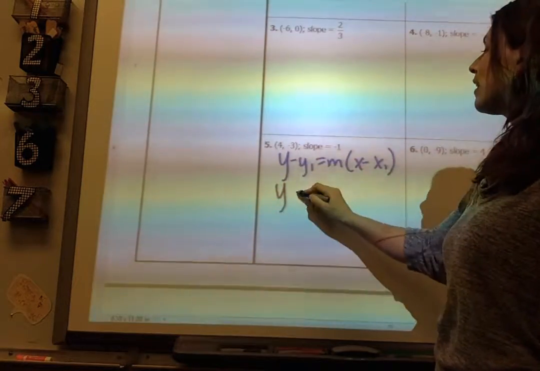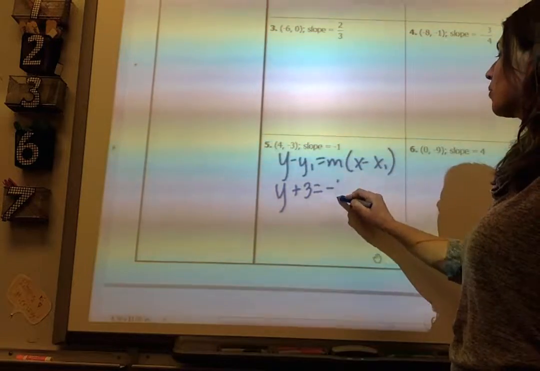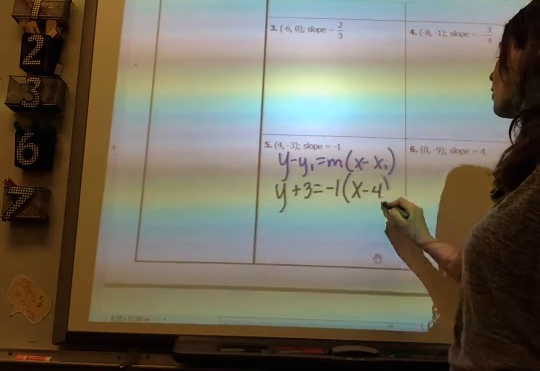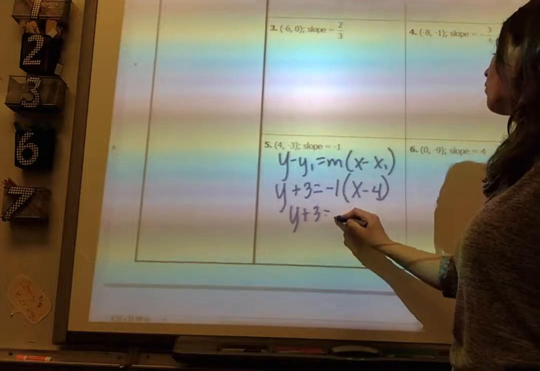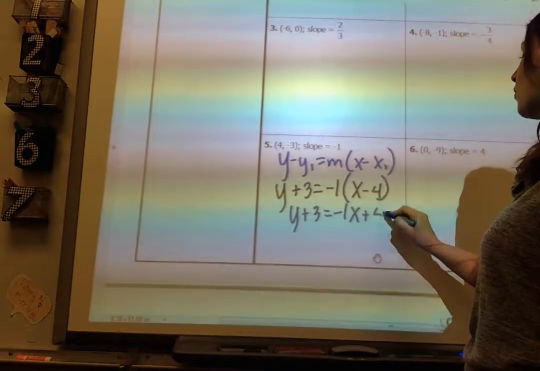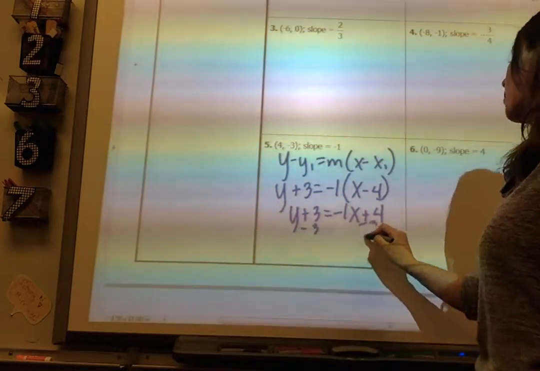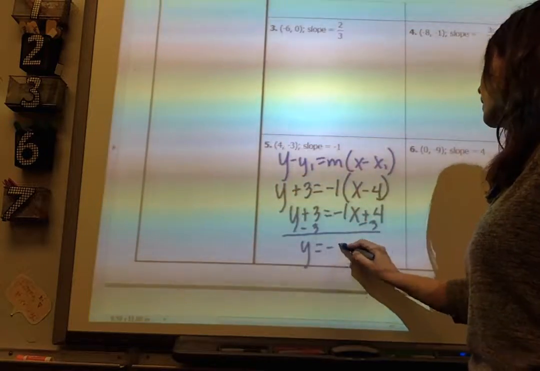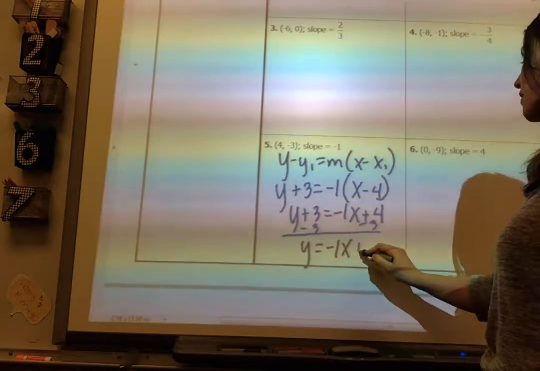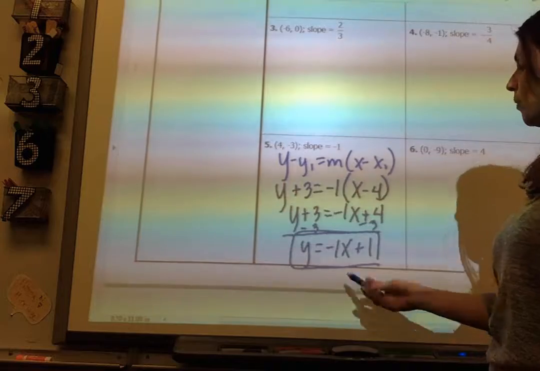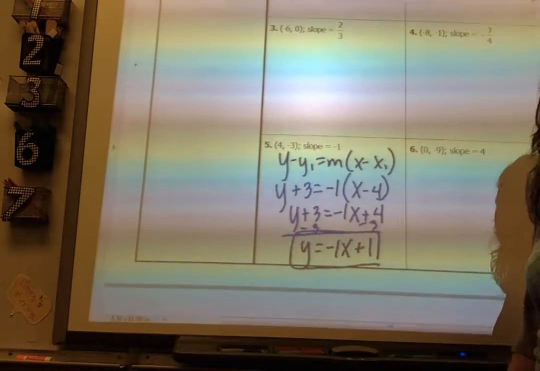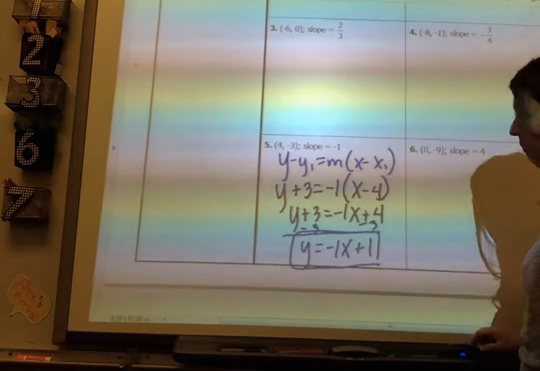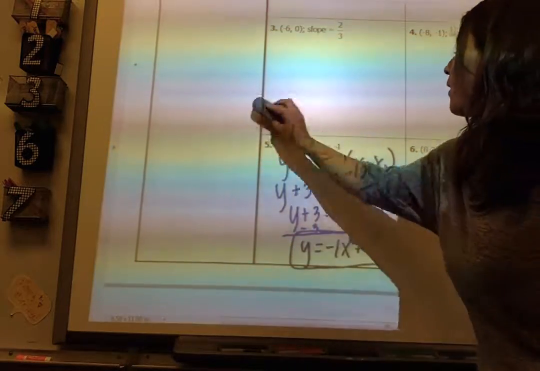Y minus a negative 3 is a positive 3. My slope is negative 1, x minus 4. I distribute my negative 1, so I get negative 1x plus 4. And then I subtract 3 on both sides, so I get y equals negative 1x, or just negative x plus 1. And here my slope is negative 1, and my y-intercept is positive 1. So hopefully you got those.